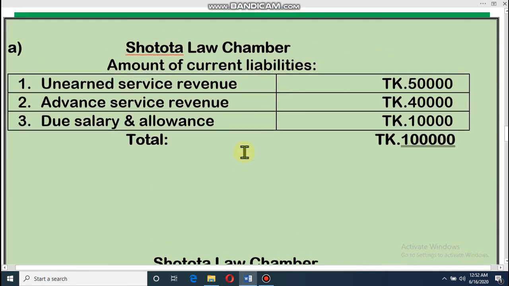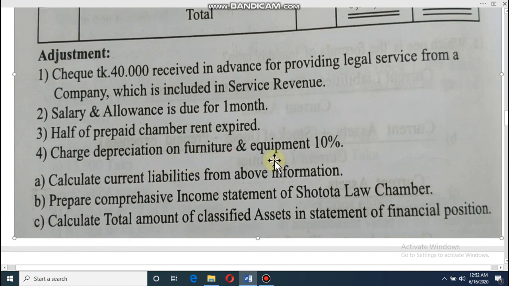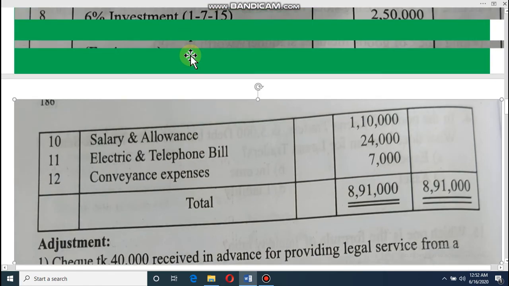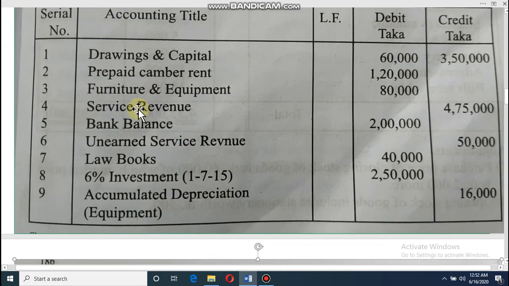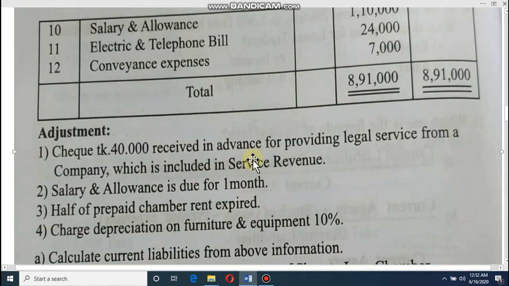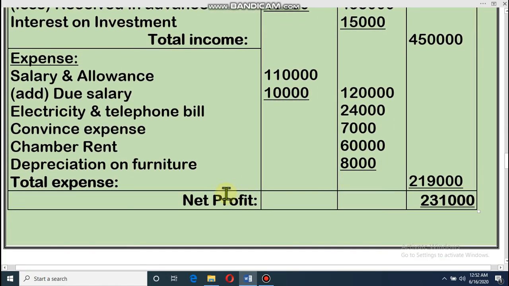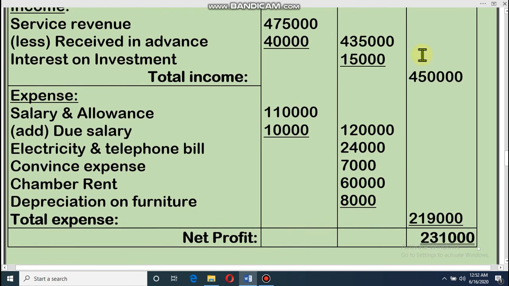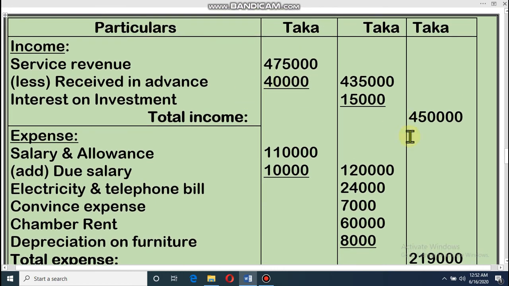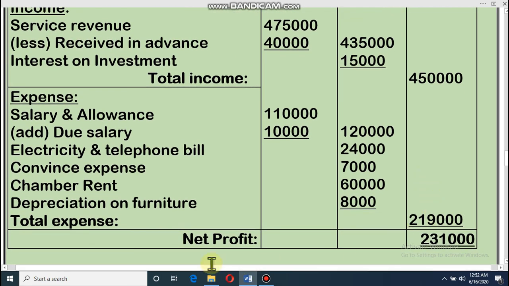And the last adjustment is depreciation. So 10% depreciation is also an expenditure. The value of furniture is 80,000 and 10% is 8,000. So look here, the expenditure is 8,000. So dear student, total expenditure is 2,19,000. Total income is 4,15,000. So from income we subtract the expense, then it is our net profit.